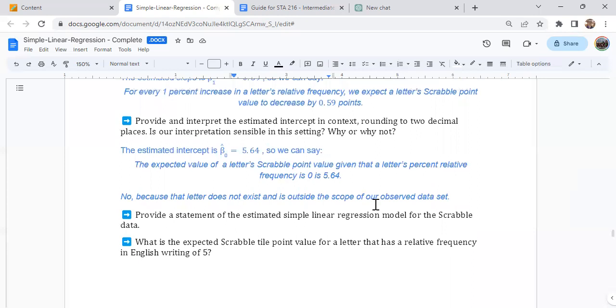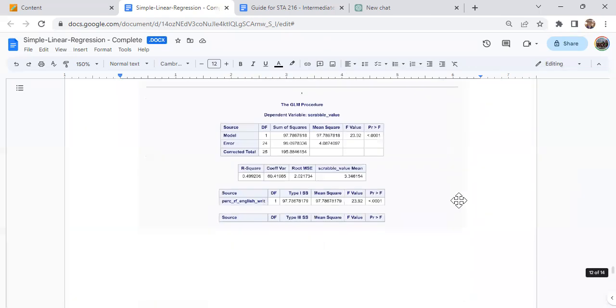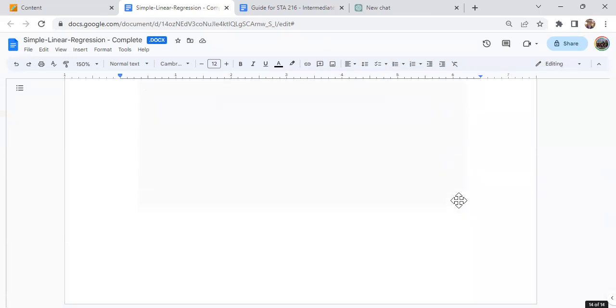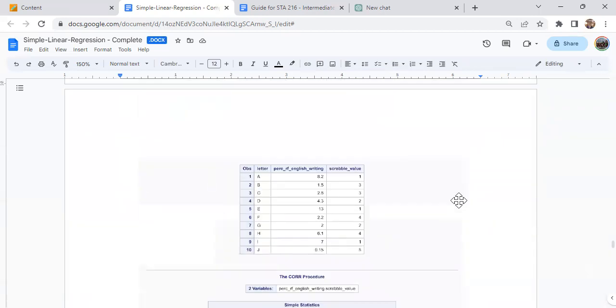So let's see. Yeah, we said that. Okay, now we can give the estimated model. Let's see how many bullets we have left. I know we're out of time. Oh man, we only had those 2 bullets left. Well, guess we'll get to that next week.